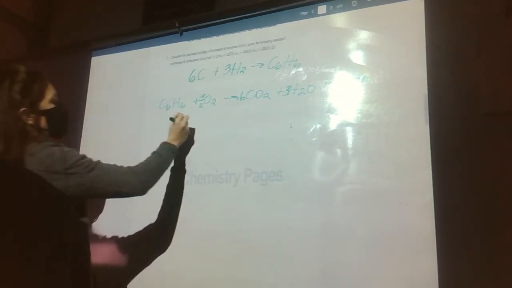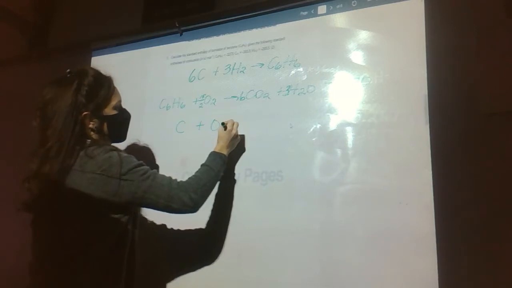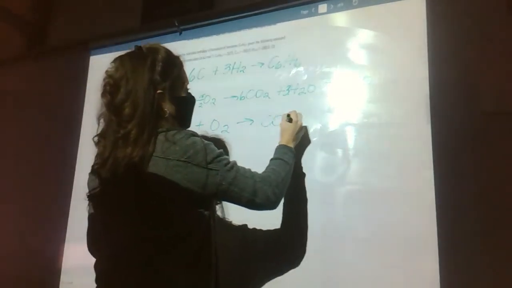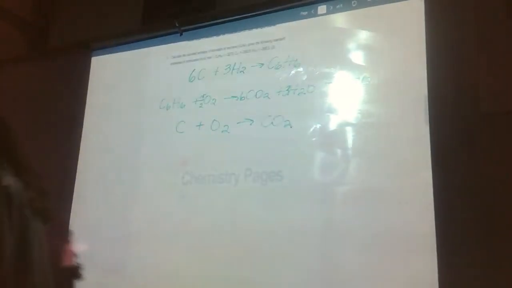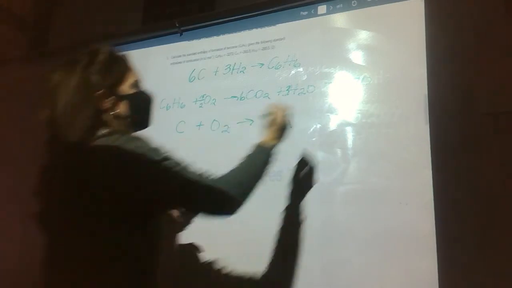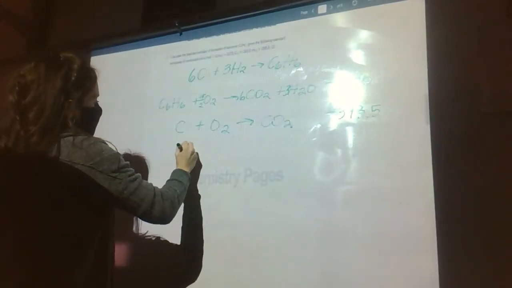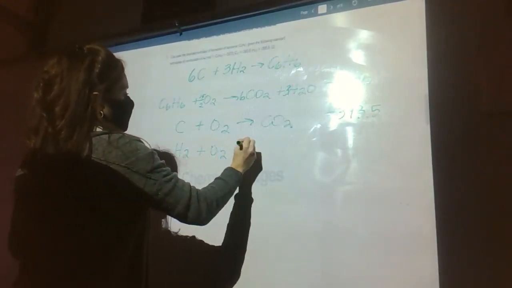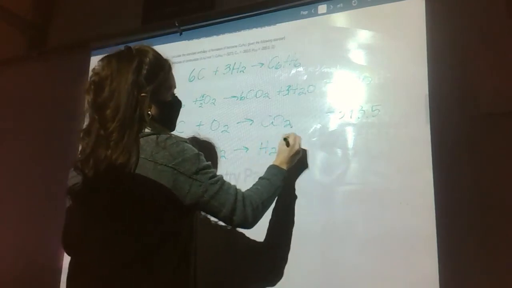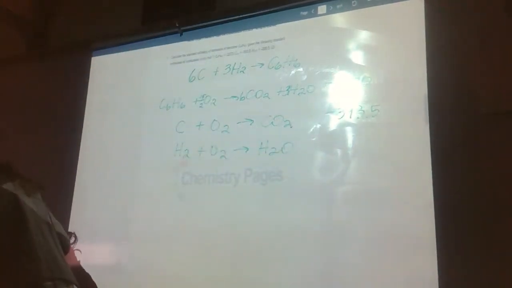The combustion of carbon is negative 393.5. And the combustion of hydrogen is negative 285.